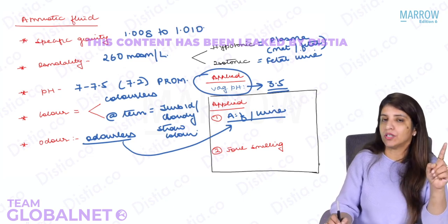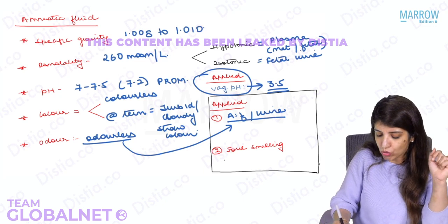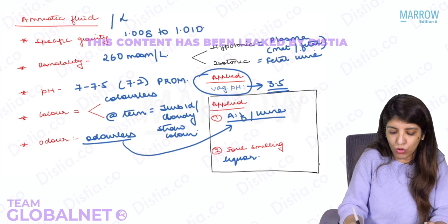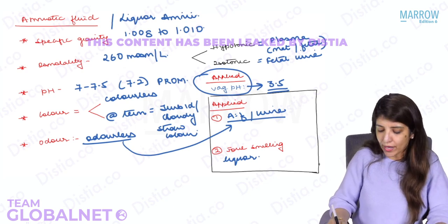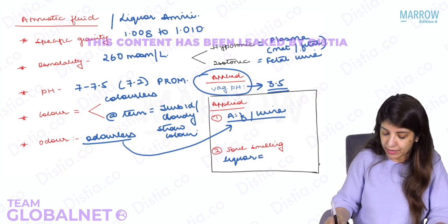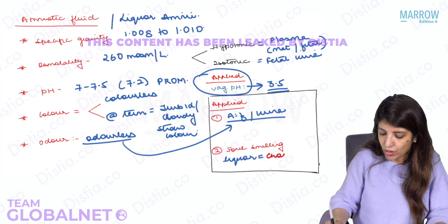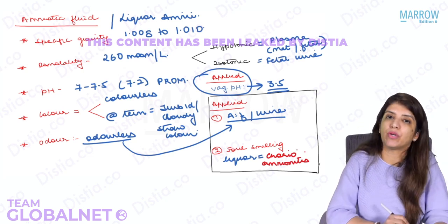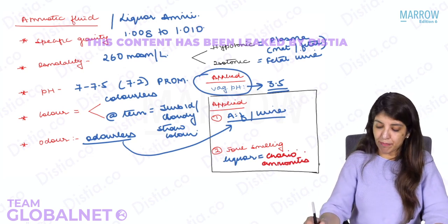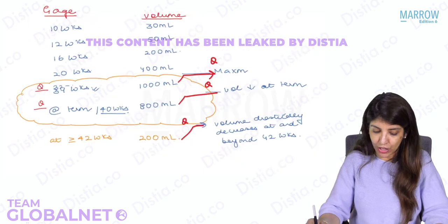Another very important thing is if you get a foul smelling liquor. So please remember that amniotic fluid is also called as liquor amni. Right? So if you are getting a foul smelling liquor, that is characteristic of chorioamnionitis. Chorioamnionitis, right? So these are basic facts with their applications.